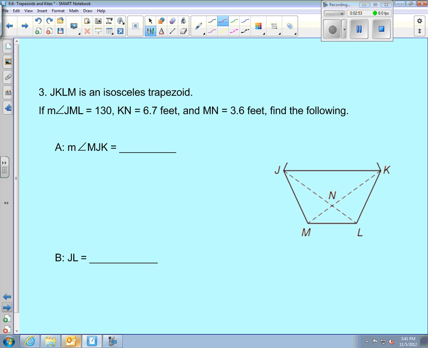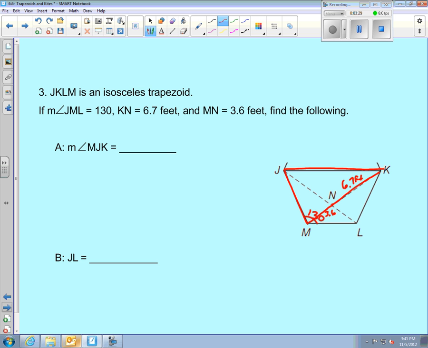All right, so let's go ahead to the second page and look at JKLM. It is an isosceles trapezoid. If angle JML, so JML is going to be this whole angle here, is 130, and KN, so this portion here, is 6.7 feet, and MN is this other half here, it's going to get a little tight, is 3.6. Find the following.